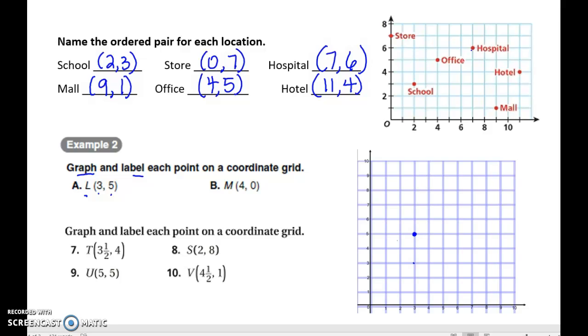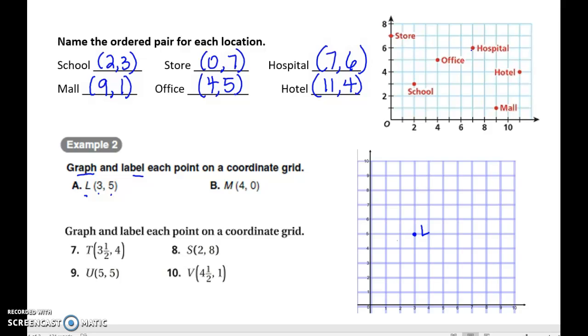Okay, and I want you to notice something about my dot. It is right where those two meet. It's called the crosshairs. So notice that if I had my dot off to the side here, or up here, or around here, none of those would be correct. Okay, it has to be right here where they meet. Those crosshairs. Once I have my dot on there, it said to label it L, so I'm going to put an L next to it.